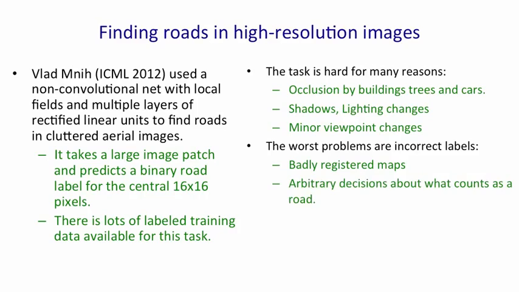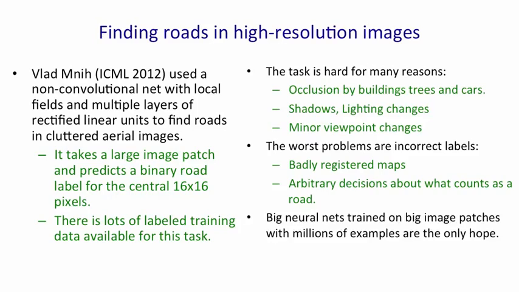Another severe problem is that the people making maps have to make arbitrary decisions about what counts as a road and what counts as a laneway. So in many of the maps, you look at something and you've no idea whether that's going to be considered to be a road or a laneway, and so you simply don't know what label it's going to get from the map. Big neural nets trained on big image patches, using millions of examples, are, I think, the only real hope for doing a good job of this task. It's very hard to find out what people can do.